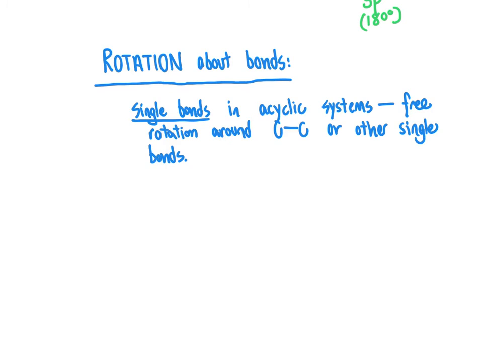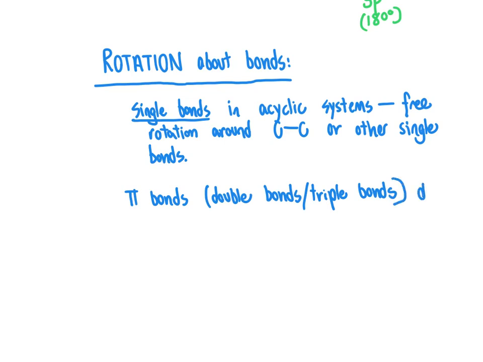Double bonds and triple bonds, in other words, pi bond systems, instead are going to be relatively locked into place. It requires an awful lot of energy to rotate around those bonds. And so those bonds are not going to rotate freely. Instead, we're generally going to consider those bonds to be locked into place. So those bonds do not rotate freely.